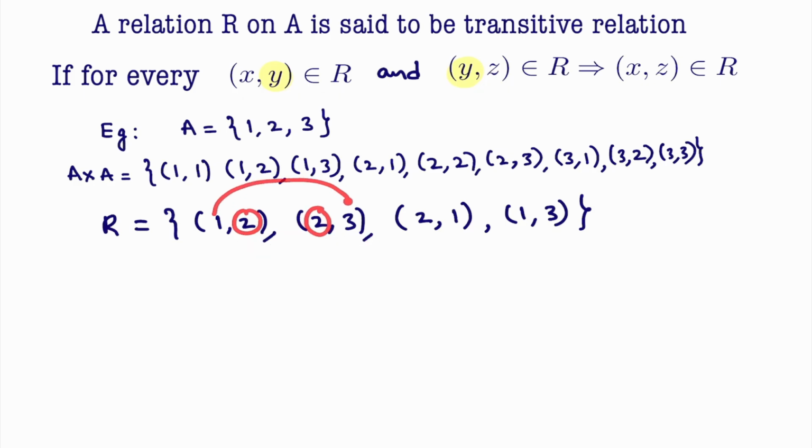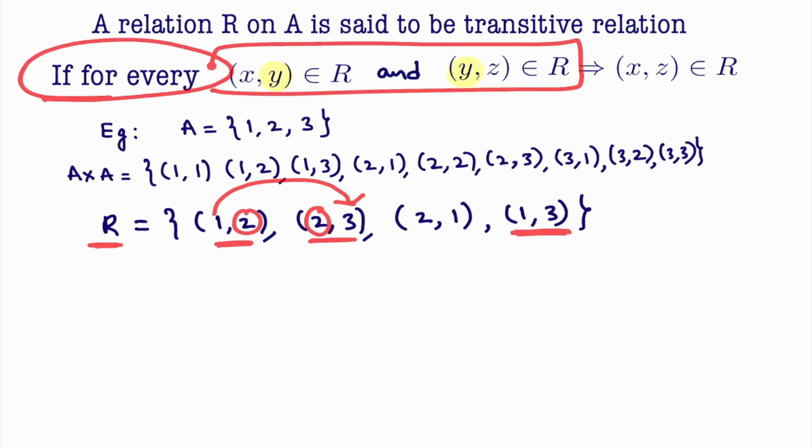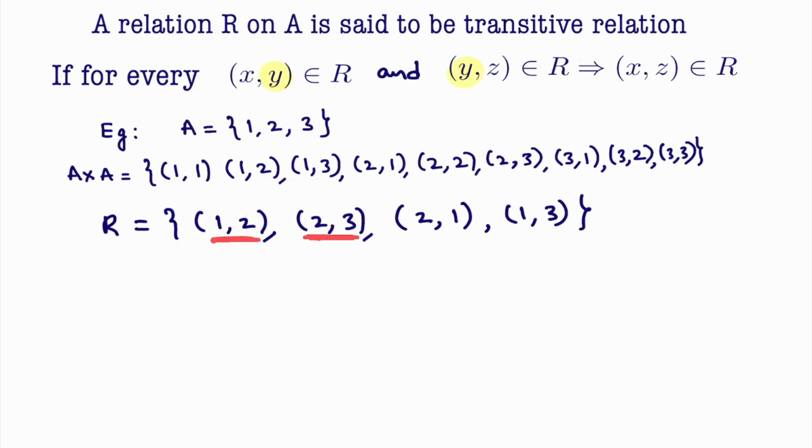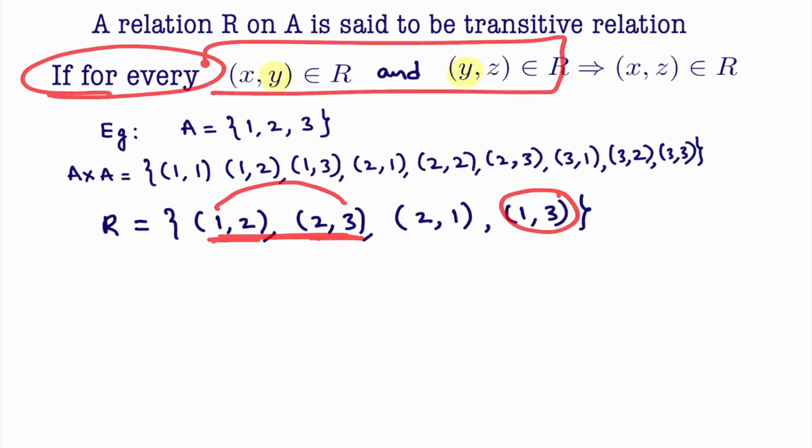What is x comma z? X comma z is 1 comma 3. Is 1 comma 3 there in this relation? Please check. Yes, 1 comma 3 is there in this relation. So for x comma y and y comma z belonging to R, x comma z is present in this relation. So this relation is transitive. Can we say like that? No, you cannot say like that, because you need to check for every such pair of ordered pairs. You just checked only for these two, 1 comma 2 and 2 comma 3, where x comma z is 1 comma 3. Like that you need to check for every such pair. I hope you are understanding.